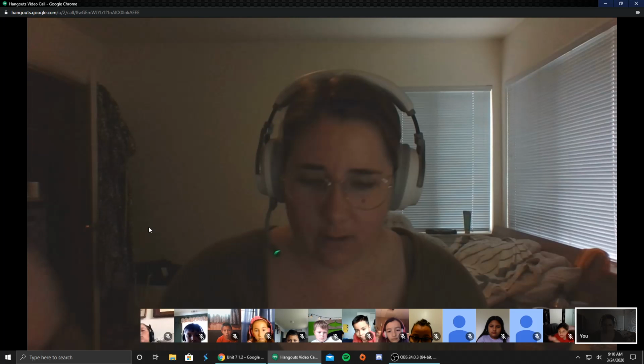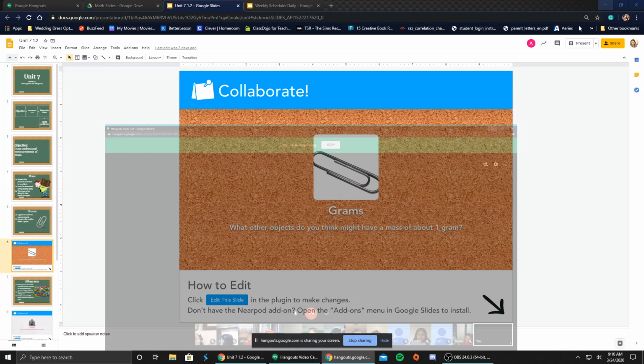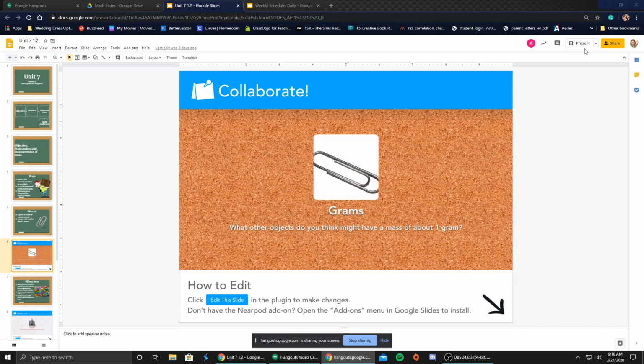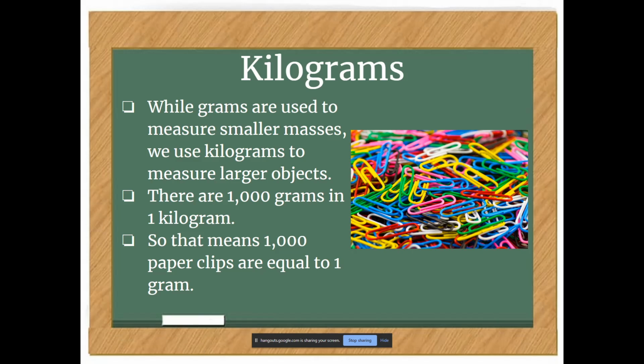Okay. So now I'm going to share my screen again, and we're going to go ahead and talk about the next one, which is kilograms. And a kilogram weighs more than a gram. Okay, so it's very similar. You're still measuring the weight of something, but it's a larger object. There are 1,000 grams in 1 kilogram. So that means 1,000 paper clips are equal to one kilogram. So in 1 kilogram, there's 1,000 paper clips.